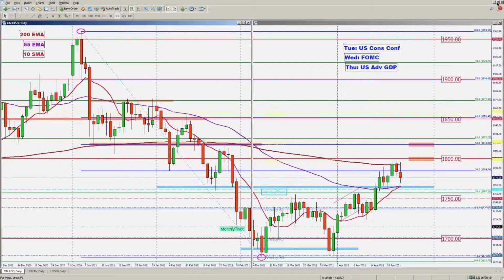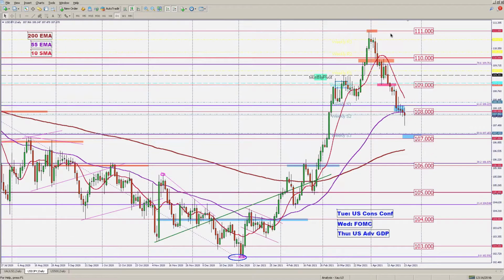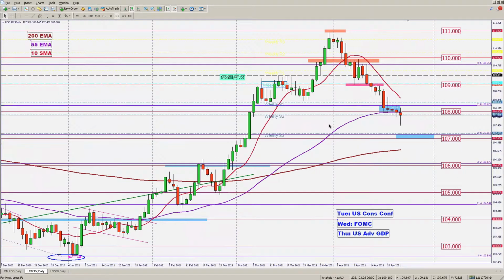All right, let's take a look at dollar yen. As the US dollar weakened, so did the dollar yen, with a sharp move down on Monday into the support zone, along with the daily 55 EMA, but it's been creeping lower since then. Friday closed below that, just below the key support at the 108.